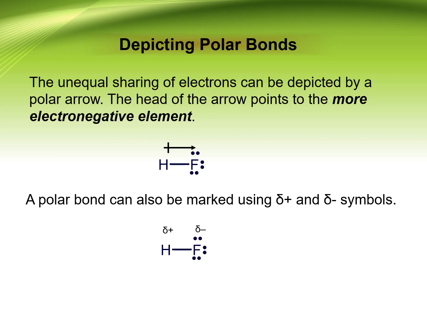Okay, a polar bond can be shown by a polar arrow and also by this symbol, partially positive and partially negative. Since fluorine is more electronegative than hydrogen, the arrow will point to the more electronegative atom.